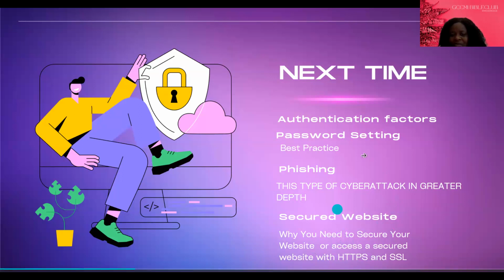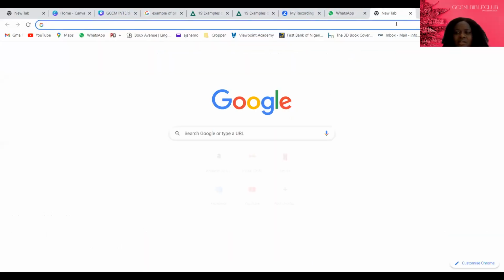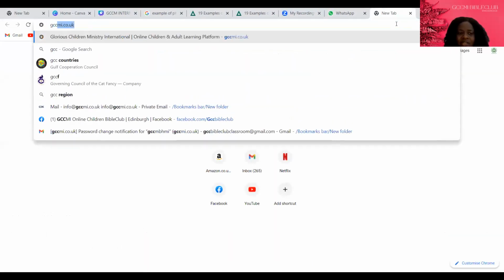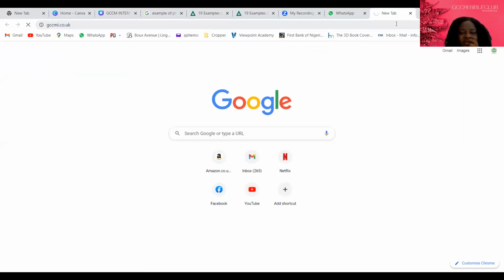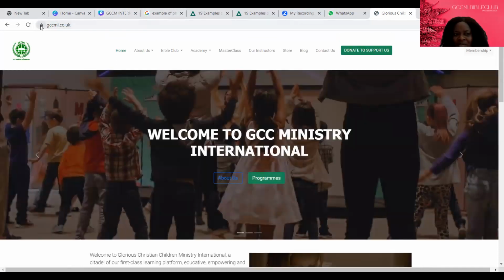So I'm going to quickly share my screen to show an example of a secure website. I'm just going to use the GCCMI website as an example. So let's go to the GCCMI website. We have it there. If you want to buy anything online, the first thing you need to ensure is that it is secured. This is number one, how to know that your website is secure. Can you see the padlock? If you check GTB, it doesn't have a padlock, all these banks. If it doesn't have this, I'm sorry.